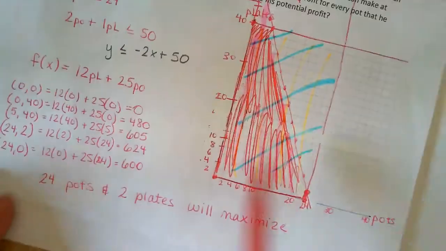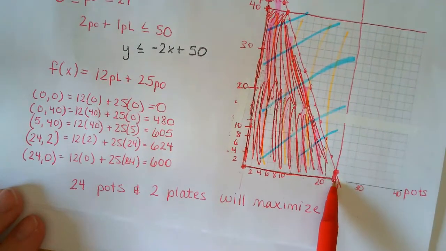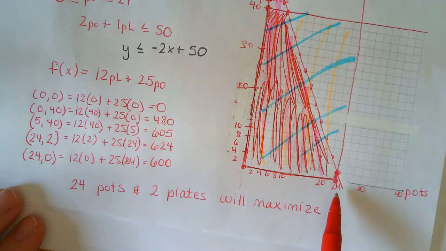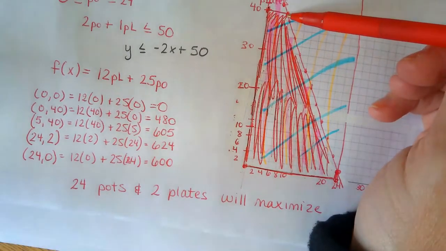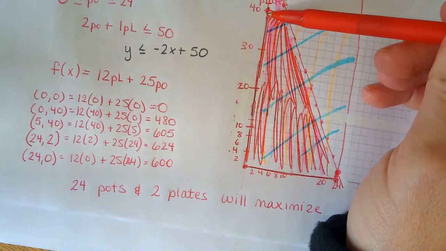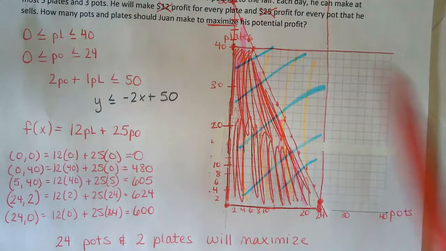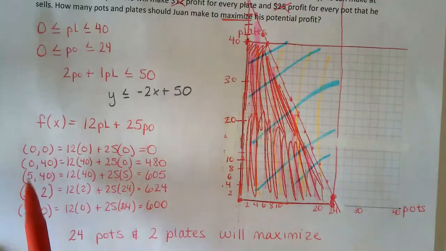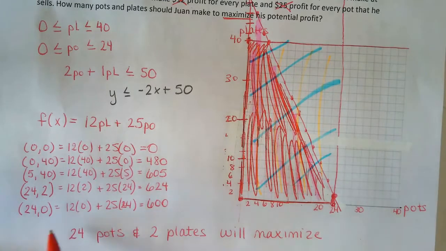So I had 5 points: 0, 0, 40, or I guess I went backwards. Yeah, 24, 0, 24, 2. Then I had 5, 40, and then 0, 40. Now, if you put your variables on the other axes, that just means you'd have the same numbers, but they'd be flipped, and it still works out the same. So it's okay if you had the flips of these.